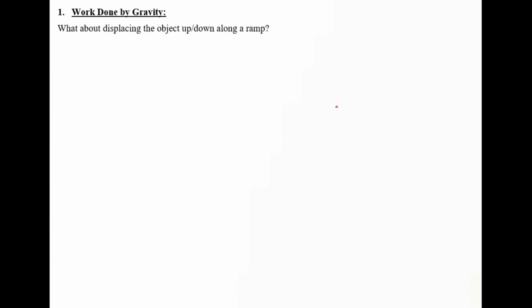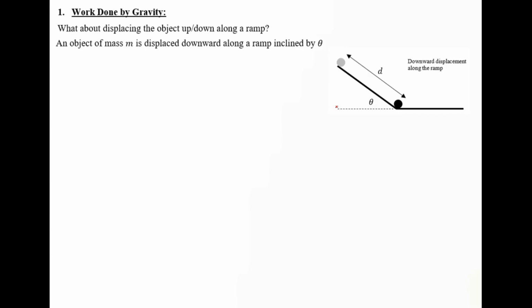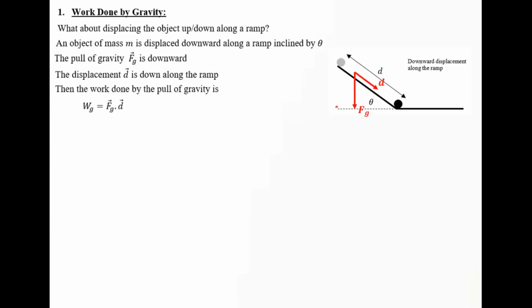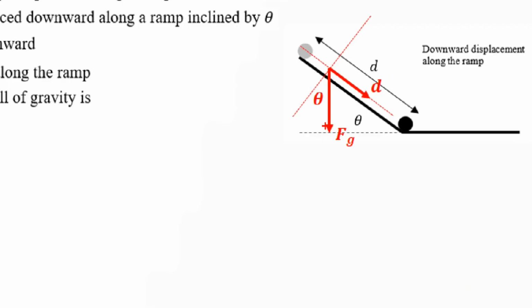Now what about displacing the object up or down along the ramp? An object of mass m is displaced downward along a ramp inclined by theta. The pull of gravity is down, and the displacement d is down the ramp. Then the work done by the pull of gravity is Fg dot d, which is the projection of the pull of gravity along the displacement. Now that would be the angle theta. So if this is theta, this projection here would be cosine, and this projection here would be sine. So in this case it's given by sine theta.